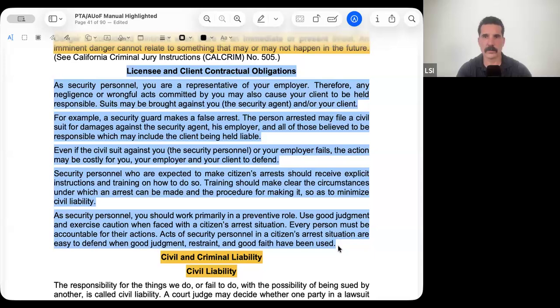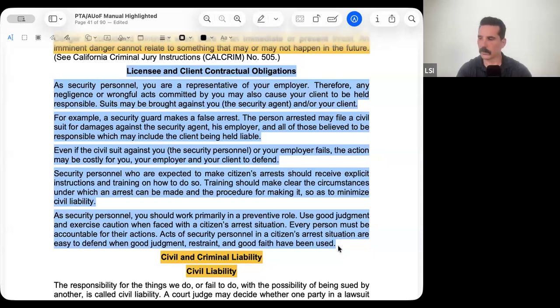For example, a security guard makes a false arrest. The person arrested may file a civil suit for damages against the security agent, his employer, and all of those believed to be responsible, which may include the client being held liable. Even if the civil suit against you, the security personnel, or your employer fails, the action may be costly for you, your employer, and your client to defend. Security personnel who are expected to make citizens' arrests should receive explicit instructions and training on how to do so.